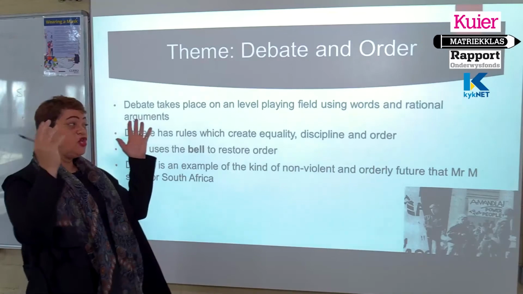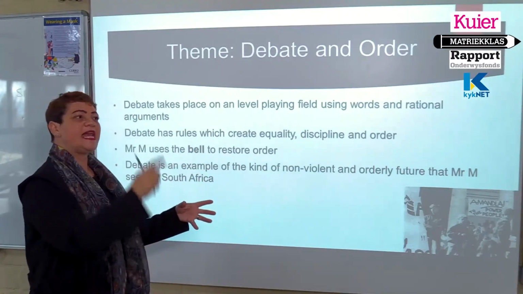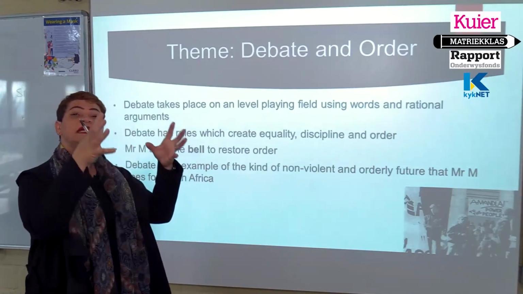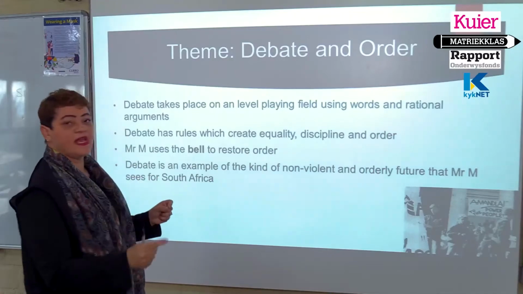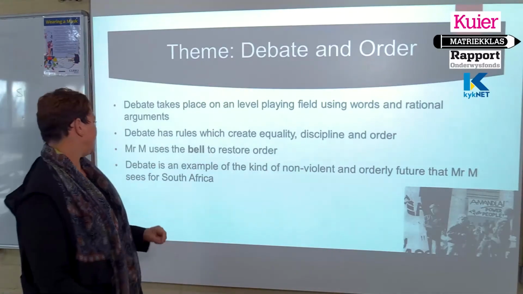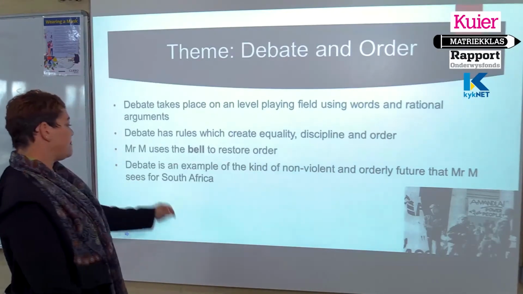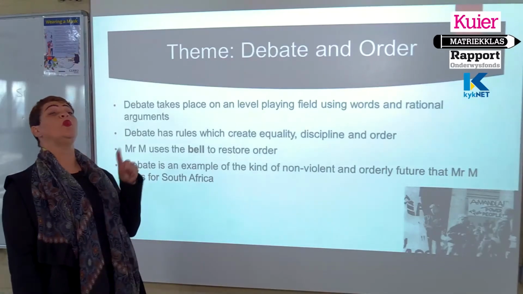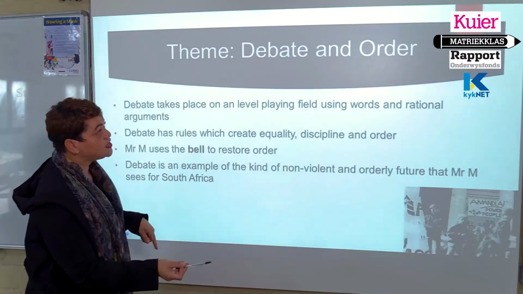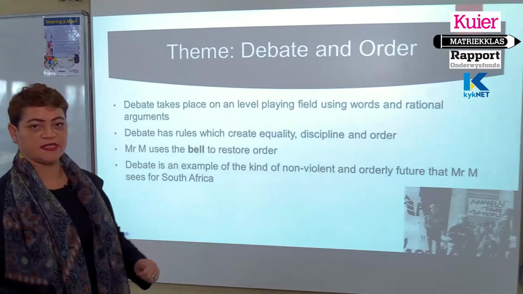And he uses that. That's a symbol of his authority as the principal and as the teacher in the class, and as a symbol of keeping order and believing that debate and order can bring peace, can bring understanding. Debate is an example of the kind of non-violent and orderly future that Mr. M sees for South Africa, which, by the way, he eventually realizes cannot happen unless there are actions that go with the words. Okay.